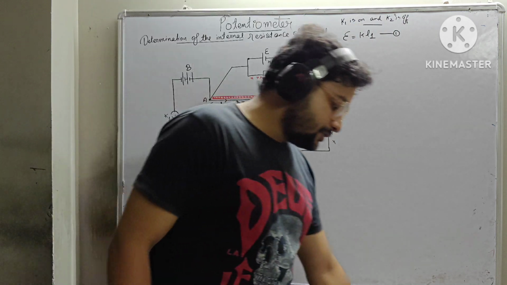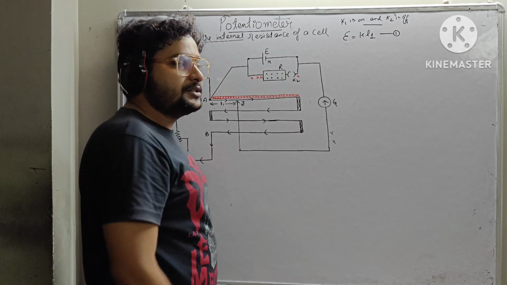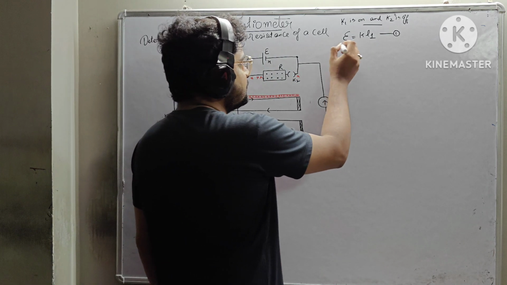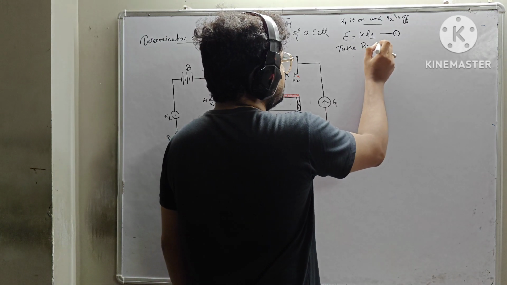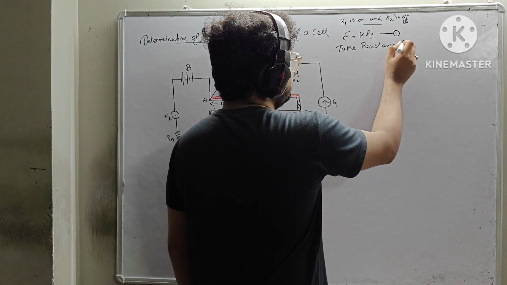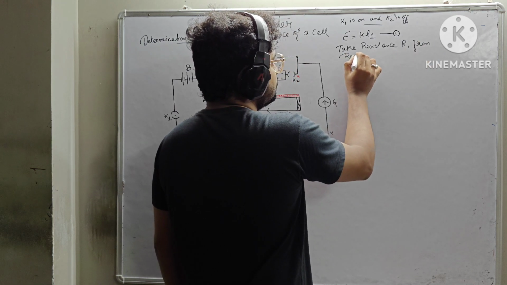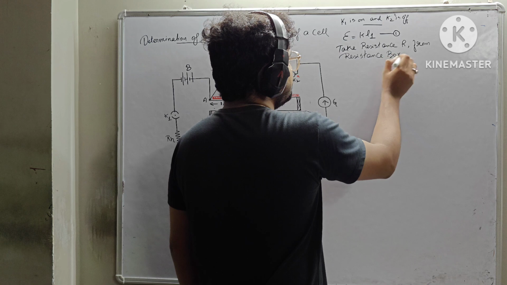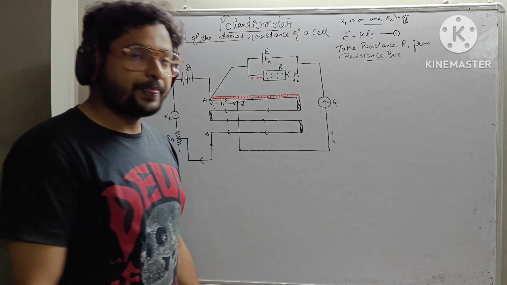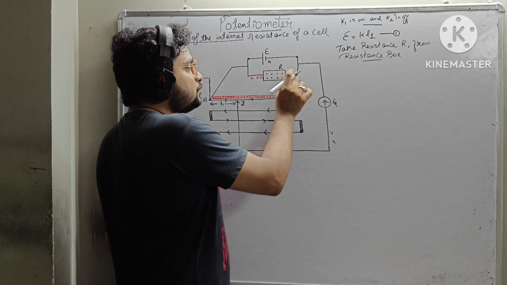Now you will take out any resistance you want. Take R of any choice from the resistance box. Fine, from the resistance box, take out this resistance R. Okay, and now connect this key K2.